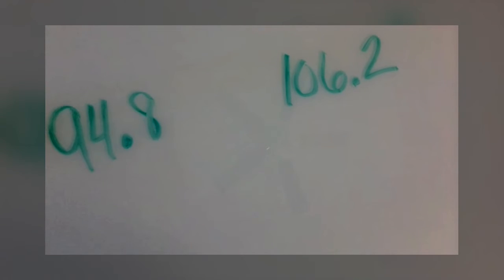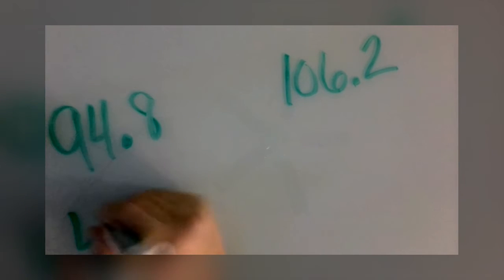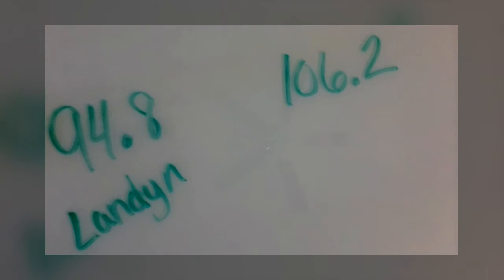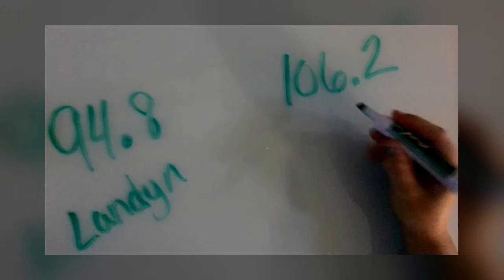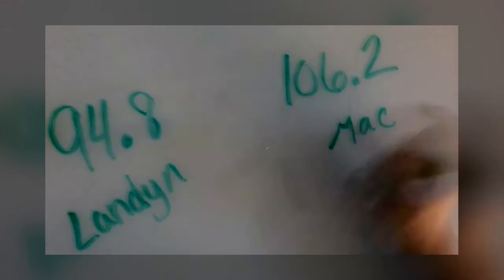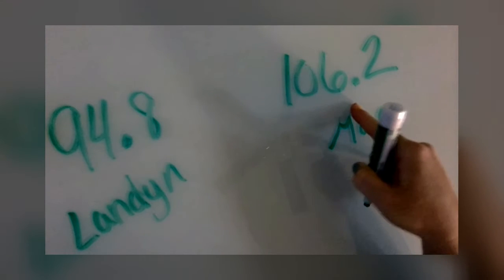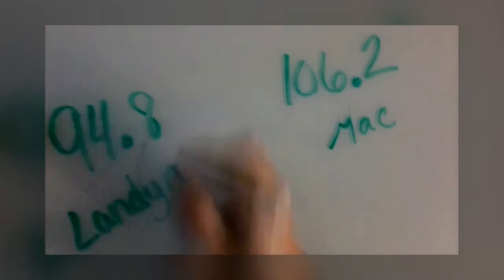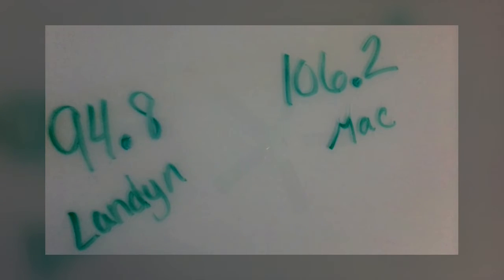Okay, for this lesson, we are subtracting decimals, but we talked about the weight of Mac and Landon. So this was Landon's weight. And Landon was 94.8. Okay. Mac was 106.2. When I say point, I'm talking about the decimal. Those are your decimals. Okay.